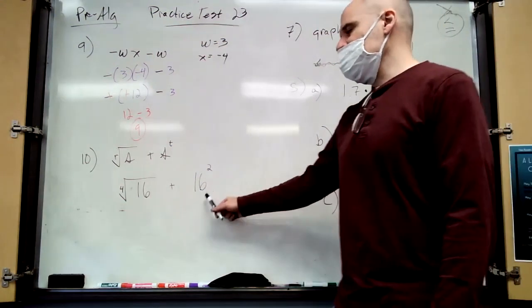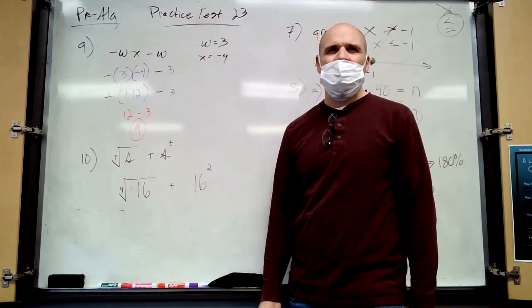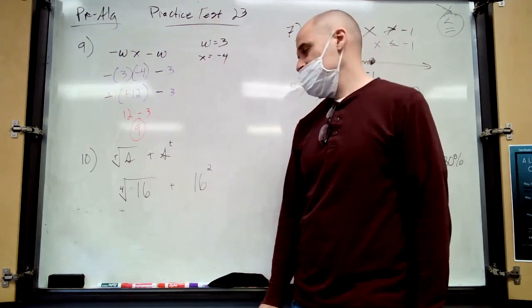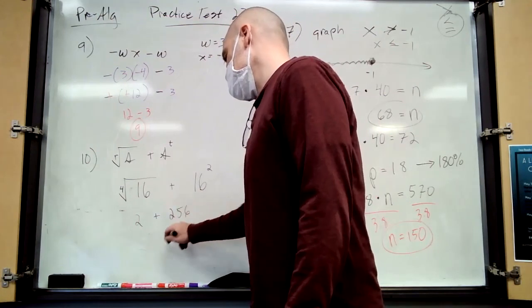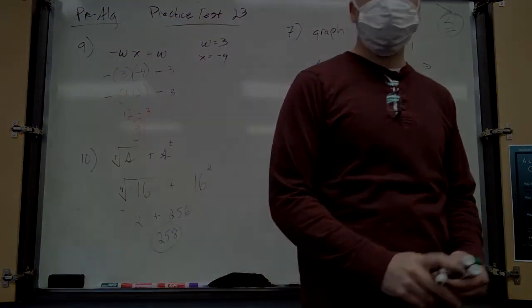Okay, so what's 16 squared? Do you guys know what that is? A big number. 100 something. Let me get my calculator. 256. Okay. So you got 2 plus 256 equals 258.